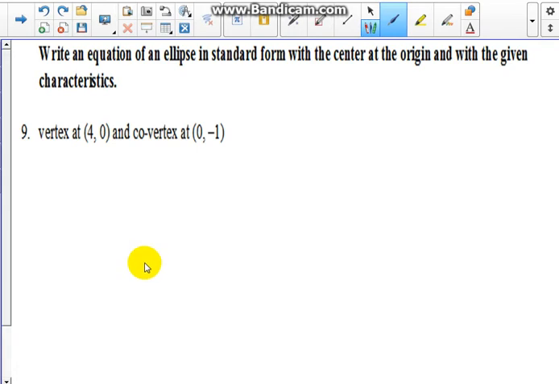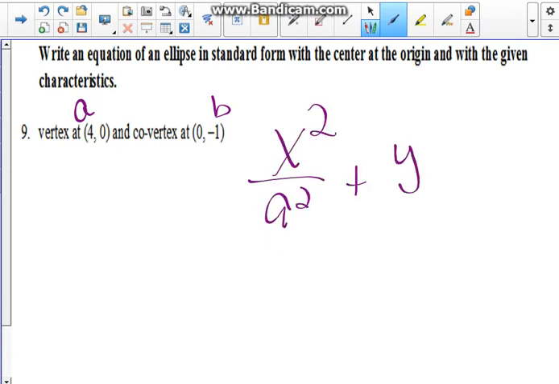So let's take a look. It says write an equation of an ellipse in standard form with the center at the origin with the given characteristics. They have a vertex at 4, 0. So that means we're looking for A and B. So that's my A, and my B is 1. So it's going to be x squared over a squared plus y squared over b squared. And that's going to be equal to 1.